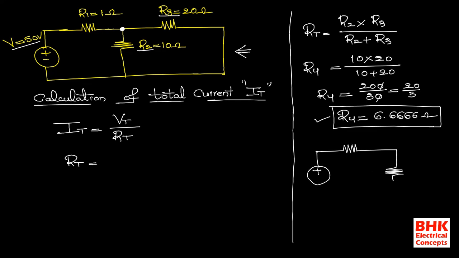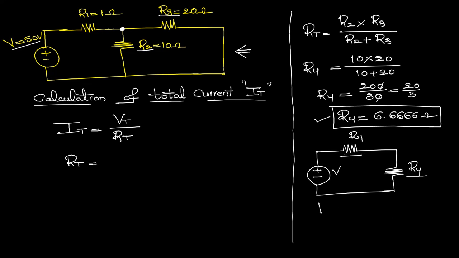Now I'm redrawing this network. This one is R4, this one is R1, this is the applied voltage. After replacing the combination of R2 and R3 with R4, the circuit network becomes like this. Now find the value of the equivalent resistance again. R1 and R4 are both connected in series, so the value of the new resistance R5 is obtained by directly adding these two values.